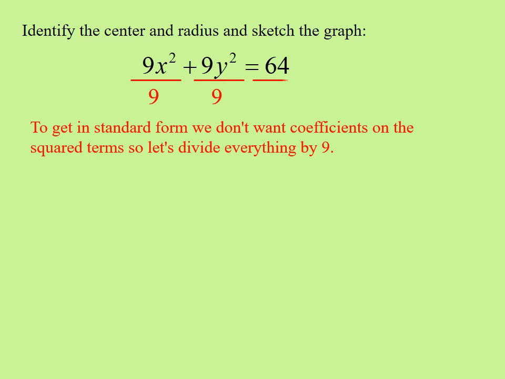So, take note that all of the terms are divisible by 9. Divisible by 9 ang tanang terms. So, dividing both sides of the equation by 9, we have now x^2 + y^2 = 64/9.